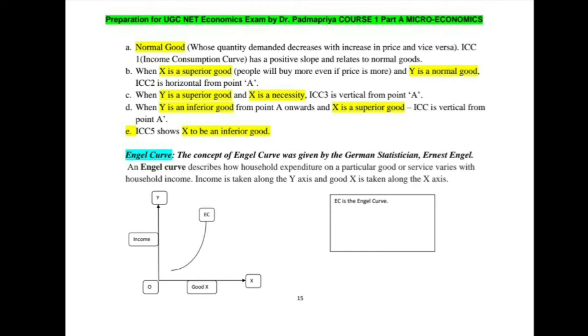Now we come to the concept of Engel's curve. The concept of Engel's curve is given by Ernst Engel. It describes the household expenditure change because of change in income. Here EC is the Engel's curve, as we can see from the graph.